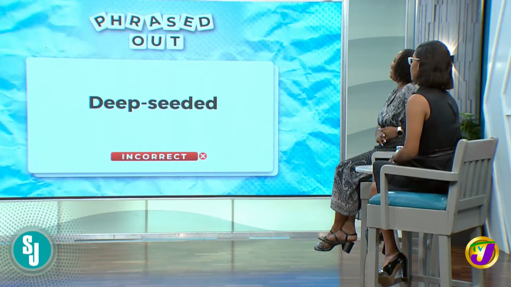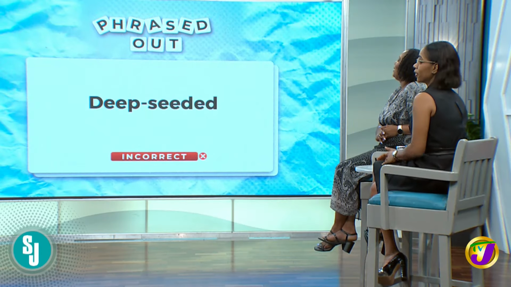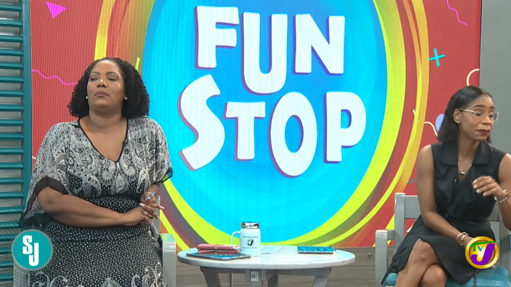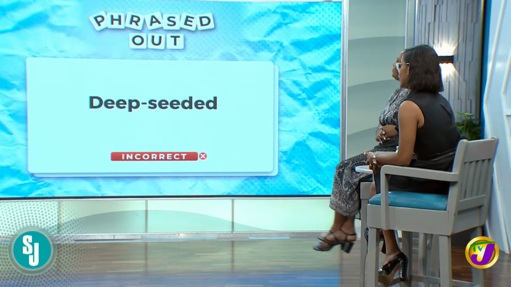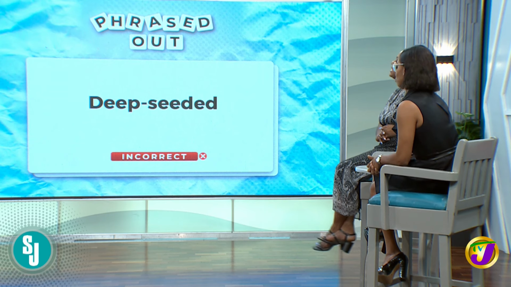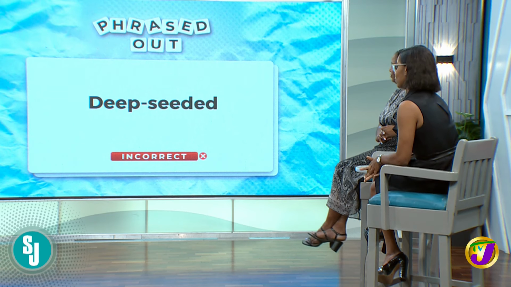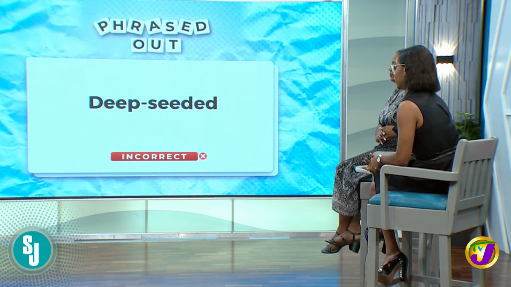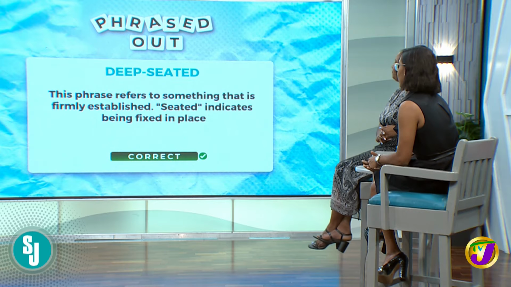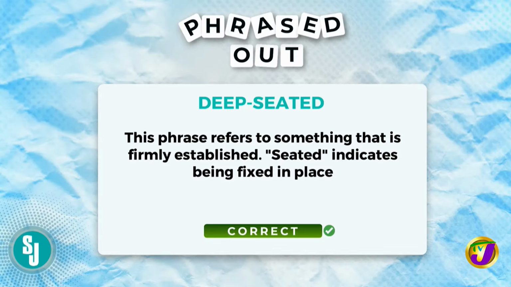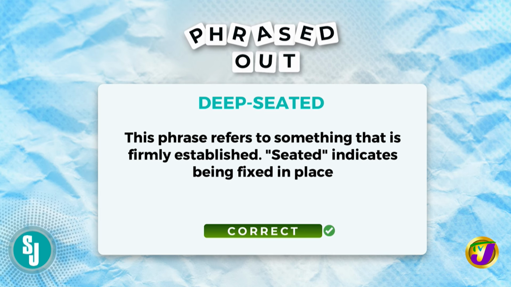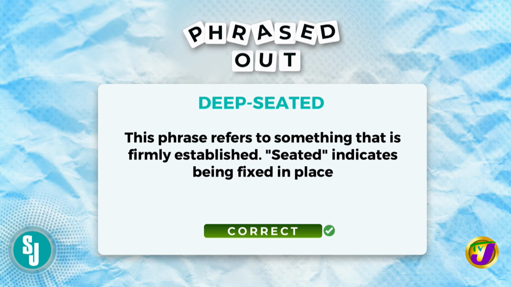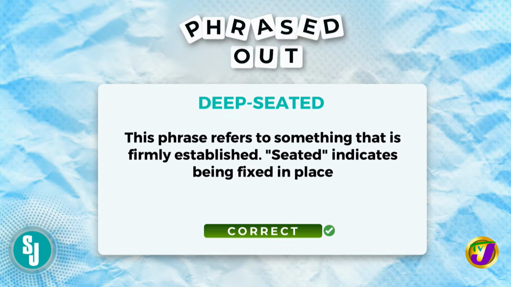Is that it? Do we have any more? Deep-seated. Father God, what is happening this morning? Deep-seated. You knew that one, Klein? Yeah. This phrase refers to something that is firmly established. Seated indicates being fixed in place. So you don't have a deep-seated hatred. That's it.